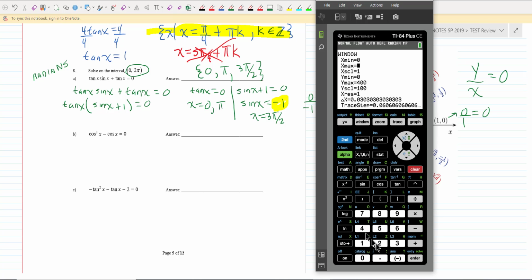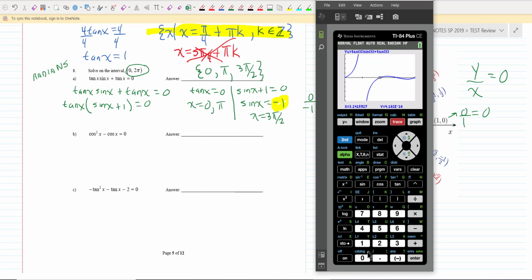So 0 to 2 pi. Okay, you can scale by whatever you want to. I'm just going to scale by pi over 2, but it doesn't really matter. And then for the y's, let's just try something like negative 5 to 5. All we have to do is get a view of this. Okay, so when I graph this, we're going to find out what values of x make the graph equal to 0. So I'm going to trace out these answers and show you what happens.